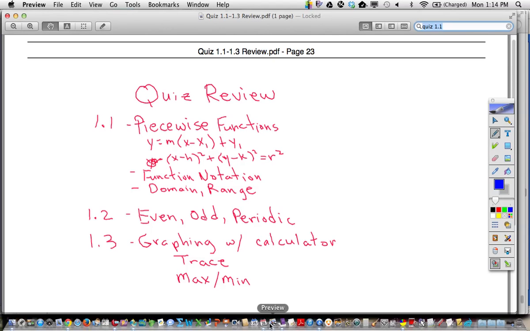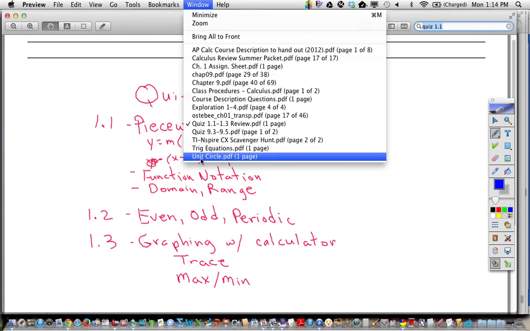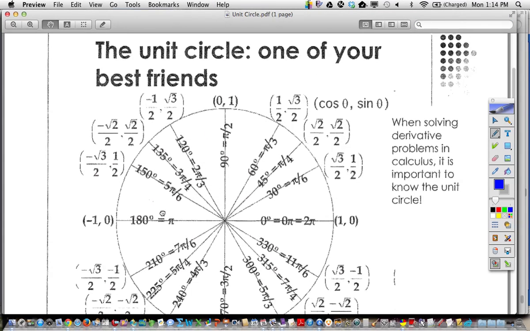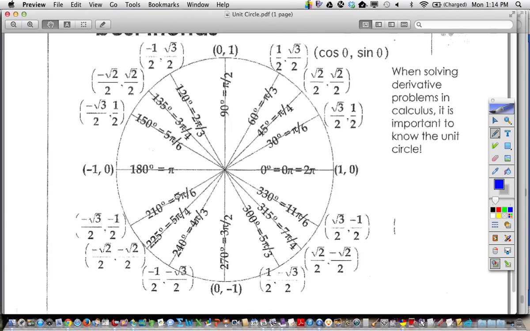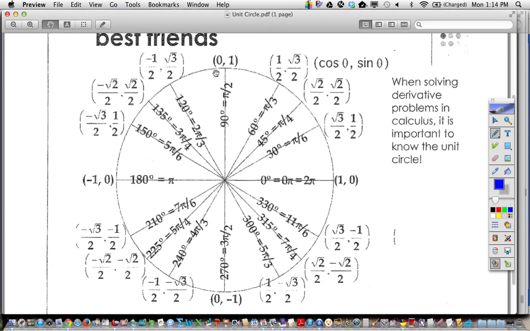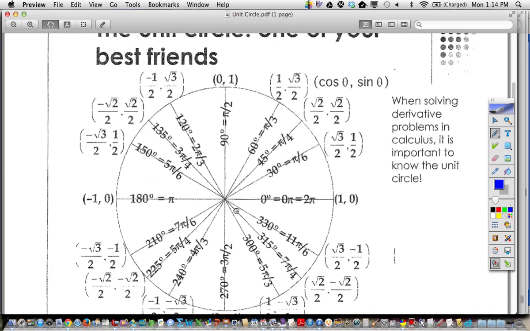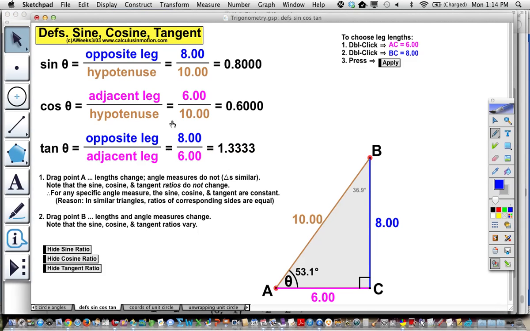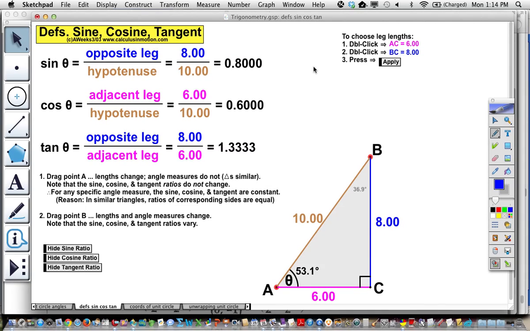So I have an attachment on the website. I think it's under the documents place. I have a unit circle. If you want to print that out and stick it in your notebook, it's got all the values on it going around. Pi/6, pi/4s, pi/3rds, and so forth. You can't use it on a quiz or anything, but you can certainly use it on homework, and you can review with it and stuff.